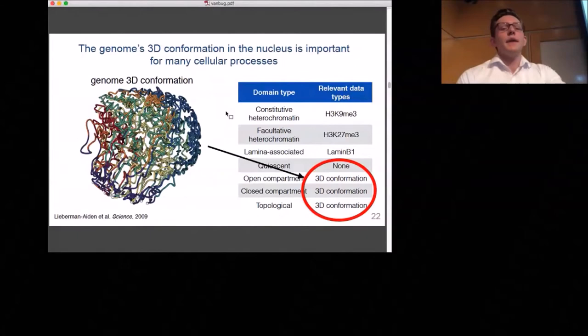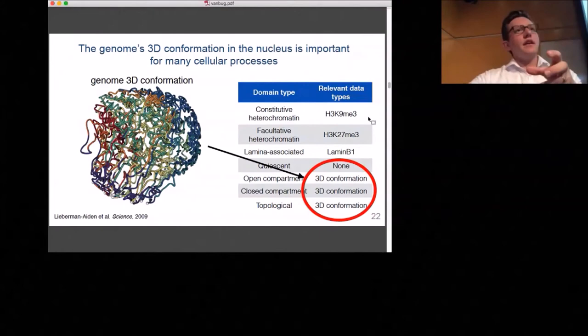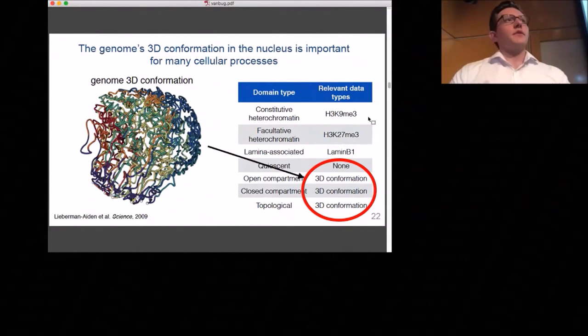That's right. So one type of domain, for example, is called constitutive heterochromatin. This was known before. This is characterized by the histone modification H3K9 trimethylation. It turns out that big regions of the genome on a scale of about 1 million base pairs are covered by this histone modification and they're repressed. So that's one mechanism for how, when genes end up there, they're repressed. But I'll talk about a bunch of different categories. Does that answer your question?